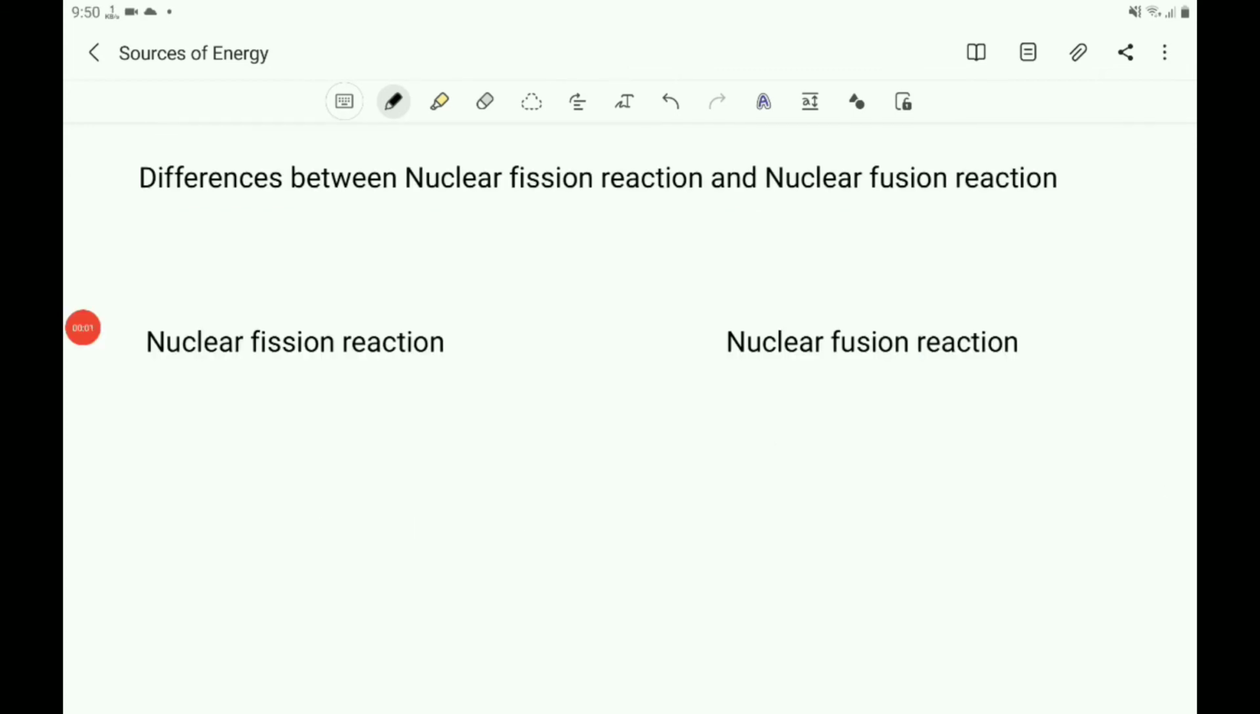Now let us discuss the differences between nuclear fission reaction and nuclear fusion reaction. So what is nuclear fission reaction? That is the decomposition of a heavy nucleus into fragments, the decomposition of the heavier nucleus into lighter nuclei. And what is nuclear fusion reaction? That is the fusion of two light nuclei to form a heavy nucleus.